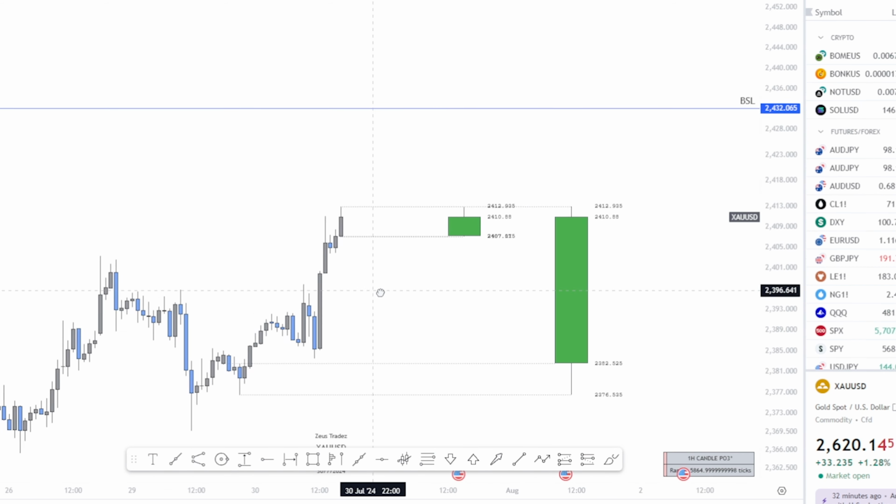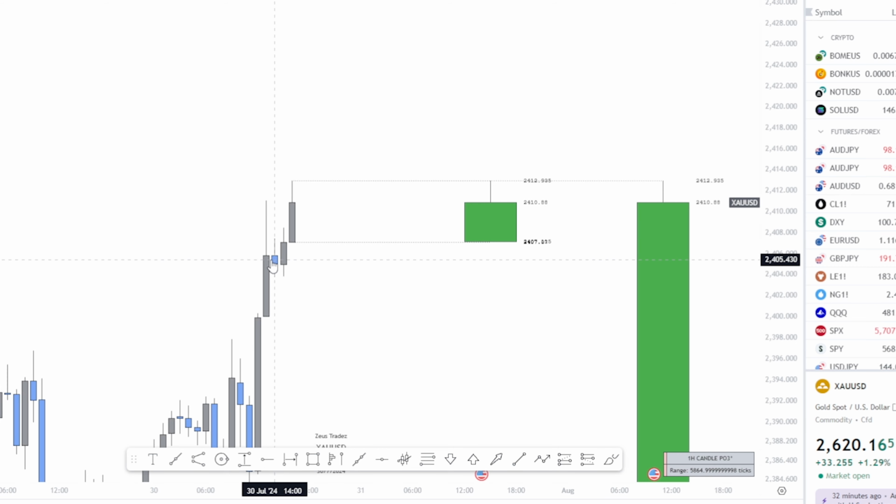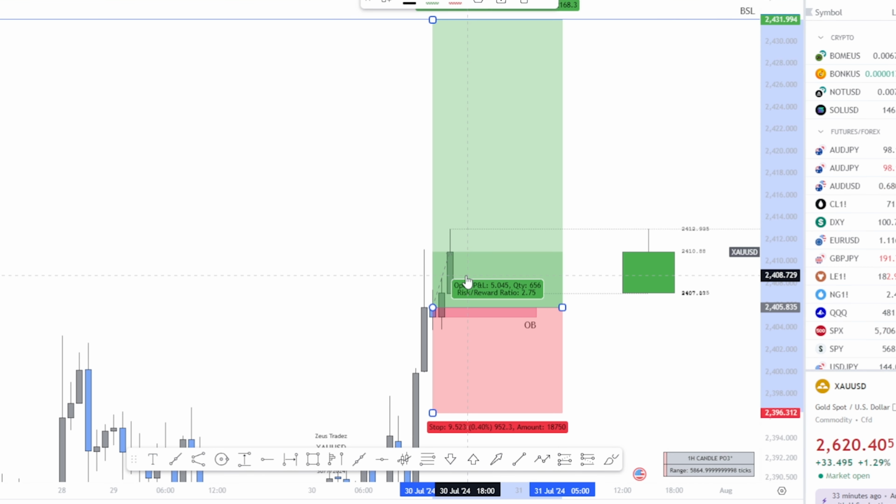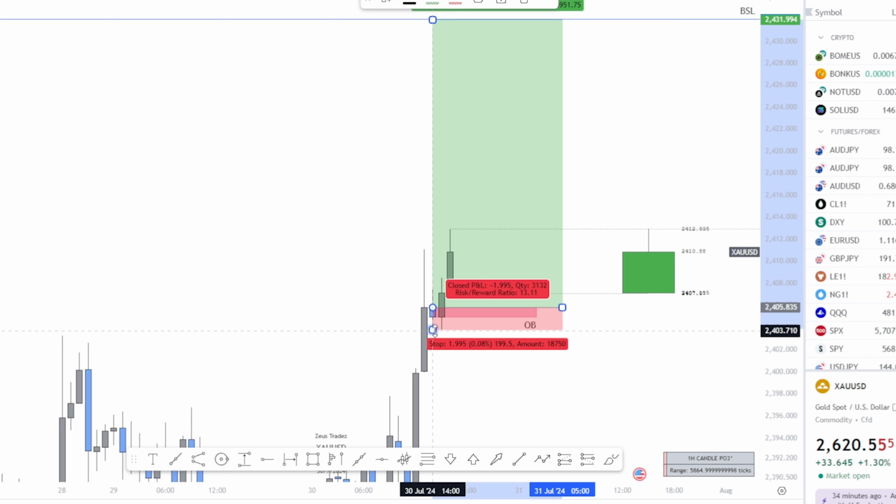Now, what else do we notice? Notice how we have this singular down close candle in an uptrend. That creates your order block. Now we want to wait for price to retrace back into the order block range to target 2,431. I personally like to put my stop loss at the wick that creates the order block.